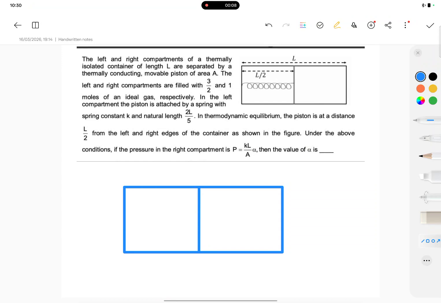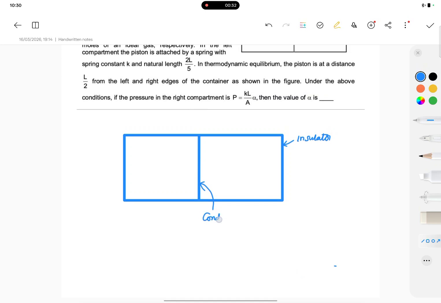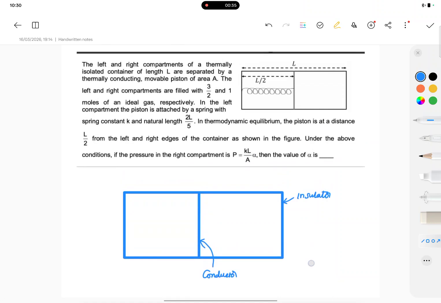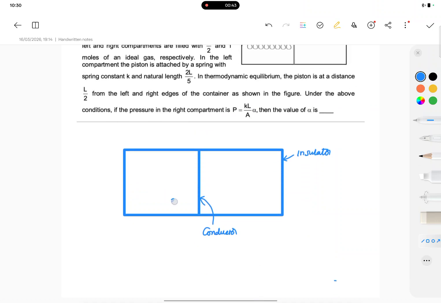Let's read it first. The left and right compartments of a thermally isolated container of length L are separated by a thermally conducting movable piston of area A. So this container is made up of insulating material, and this is a movable piston which is made up of conducting material, of area A. The left and right compartments are filled with 3 by 2 and 1 mole of ideal gas respectively. This is 3 by 2 mole, this contains 1 mole.